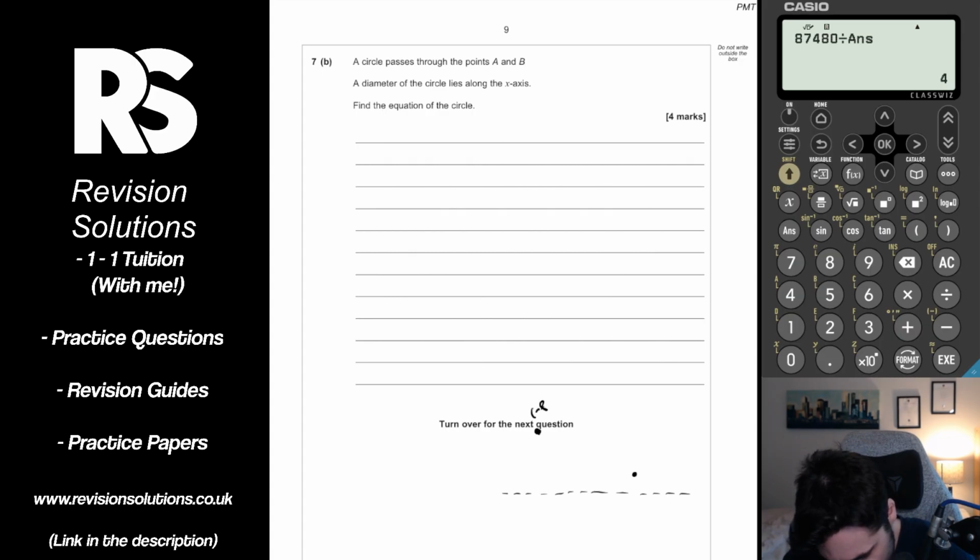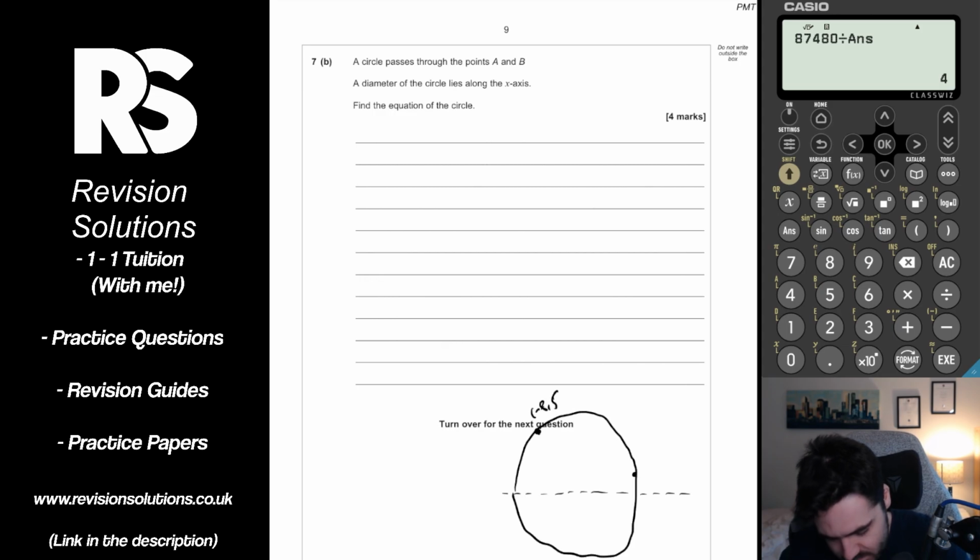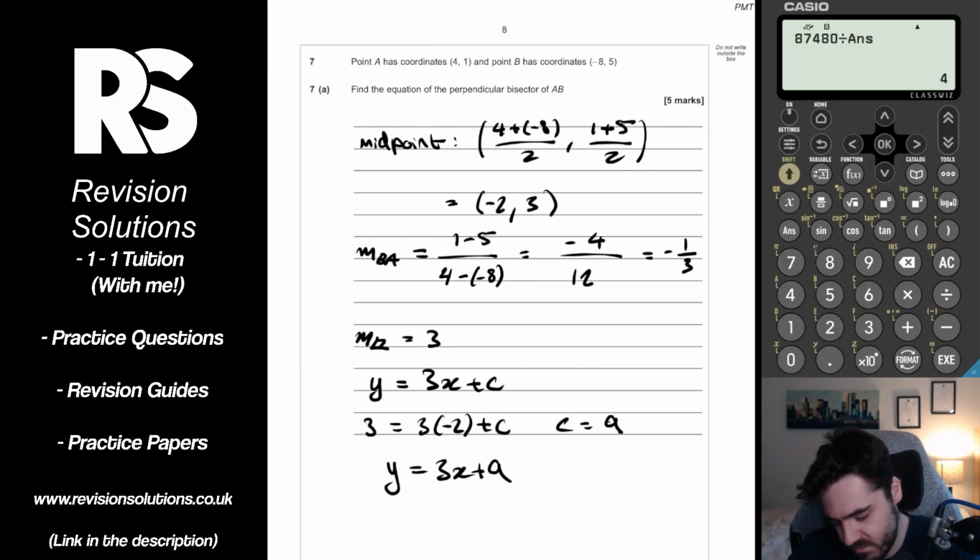That's minus 8, 5. I have to look something like that, where that's a diameter. So what that tells us is the center is on the x-axis. So what we can do, and we've had a bit of a hint actually from the previous bit, they made us find the perpendicular bisector of AB.